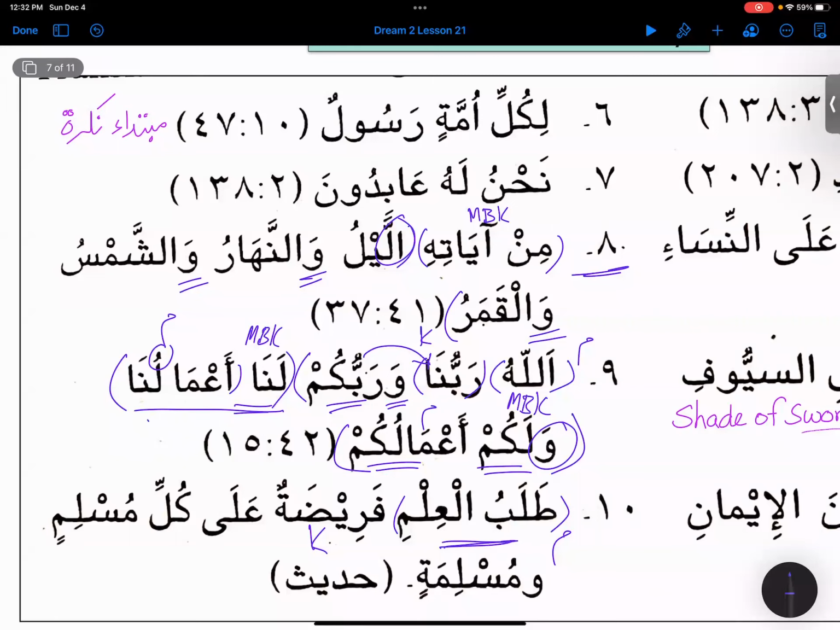Muslimatin. So ala is harf jar, kulli is ism majrur, then kulli is mudaf, idafa, mudaf ilayhi, and then MBK.